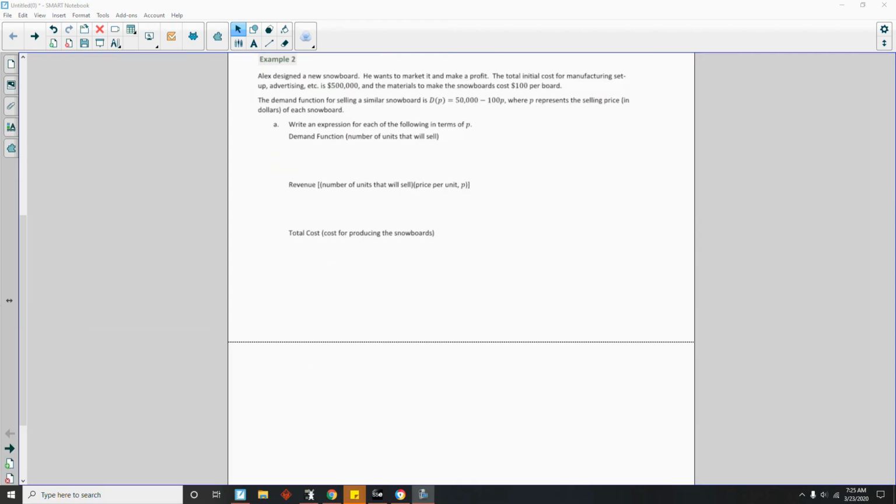Okay, example 2. Alex designed a new snowboard. He wants to market it and make a profit. The total initial cost for manufacturing, setup, advertising, etc. is $500,000. And the materials to make the snowboard cost $100 per board. The demand function for selling a similar snowboard is D of P equals $500,000 minus 100P, where P represents the selling price in dollars of each snowboard.